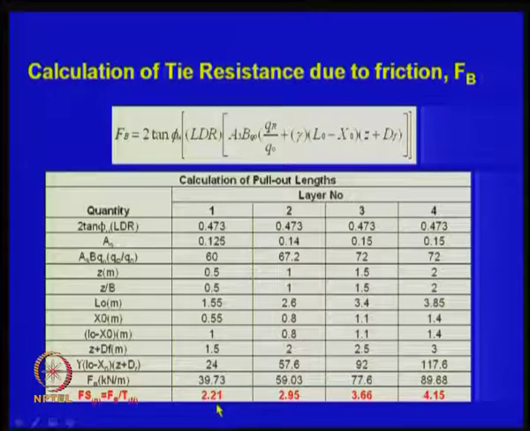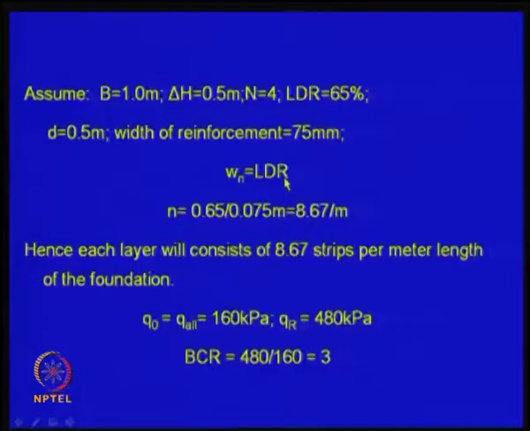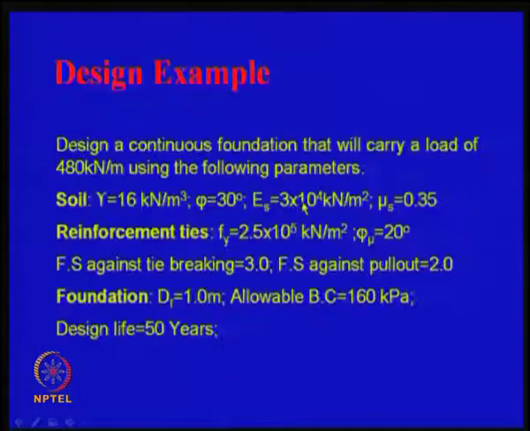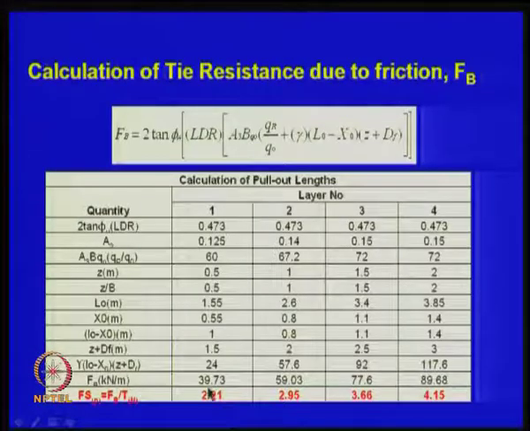We saw in the example problem that the factor of safety required against pullout was 2 and against tie breaking is 3, right. So, we have to check that. In this case the factor of safety is more than 2, and in the top one it is lower. Why? Because the overburden is less. As we go down, the overburden increases and hence the pullout resistance increases.